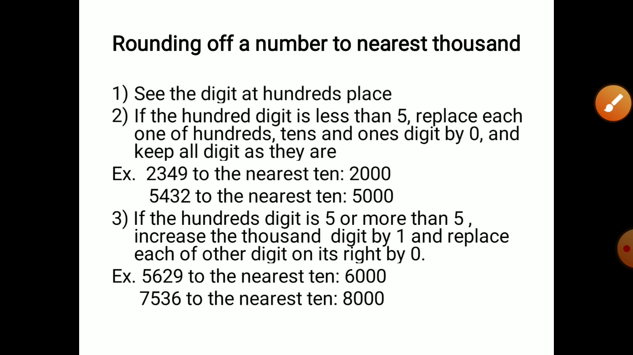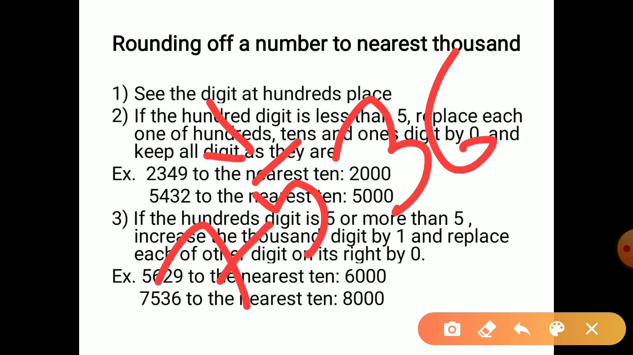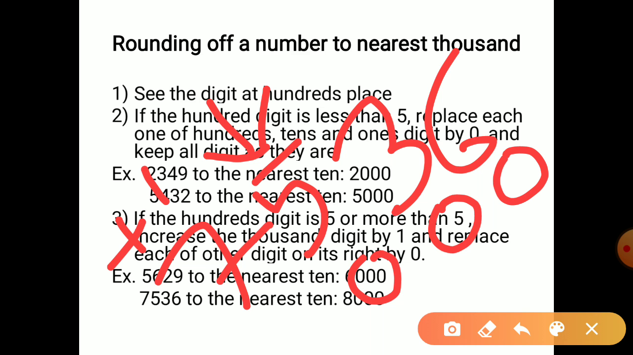Take one more example, my number is 7536. We will check the 100 digit, that is 5, and 5 is equal to 5, so we will make all the digits zeros, and we will add 1 to the thousand digit, that is 7 plus 1 is 8, so our answer will be 8000.